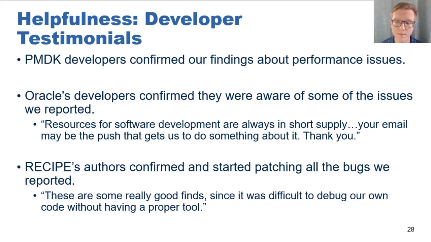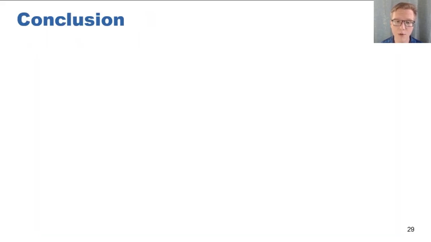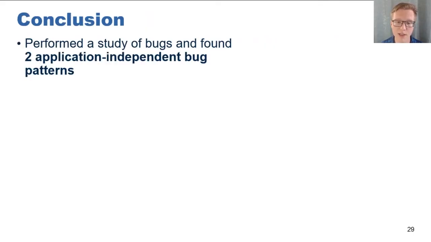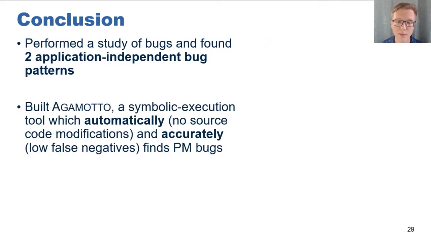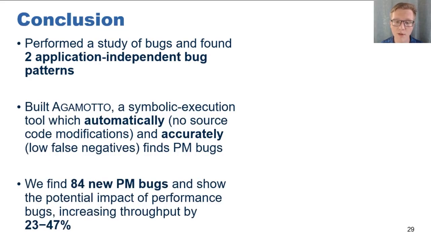In conclusion, we performed a study of persistent memory bugs and discovered 2 application-independent patterns of bugs. This insight allowed us to build AGAMOTTO, which leverages the power of symbolic execution in combination with application-independent bug patterns to accurately and automatically detect persistent memory bugs. We then use AGAMOTTO to find 84 new bugs in a variety of persistent memory applications. We also demonstrate the performance impact of persistent memory performance issues, showing a throughput increase of up to 47% in our performance case study.